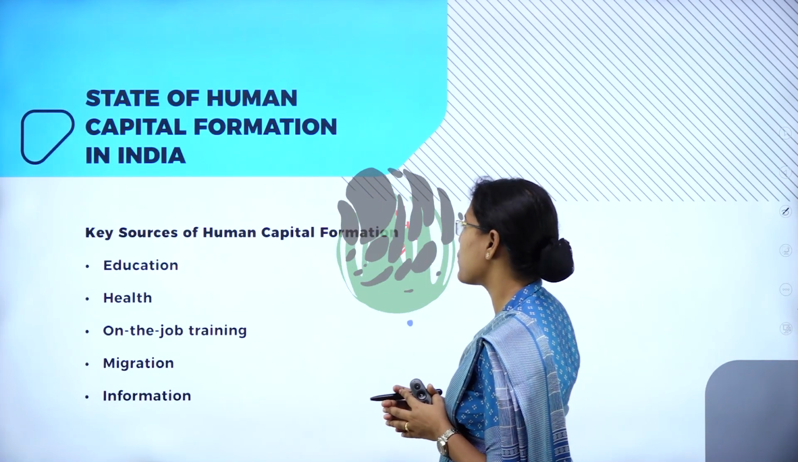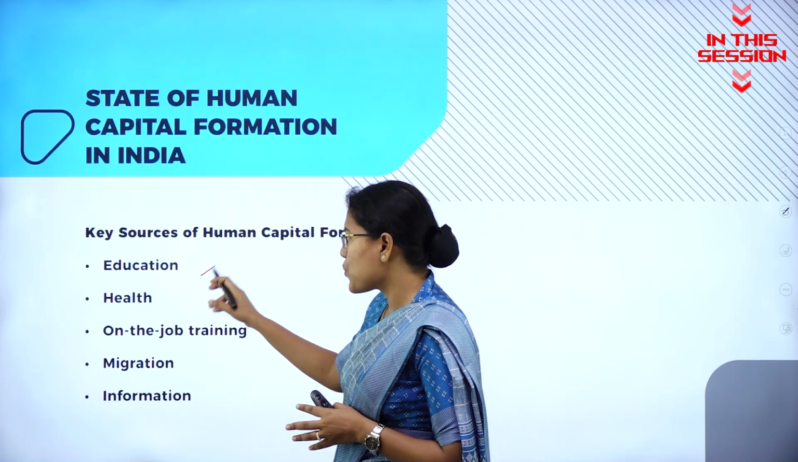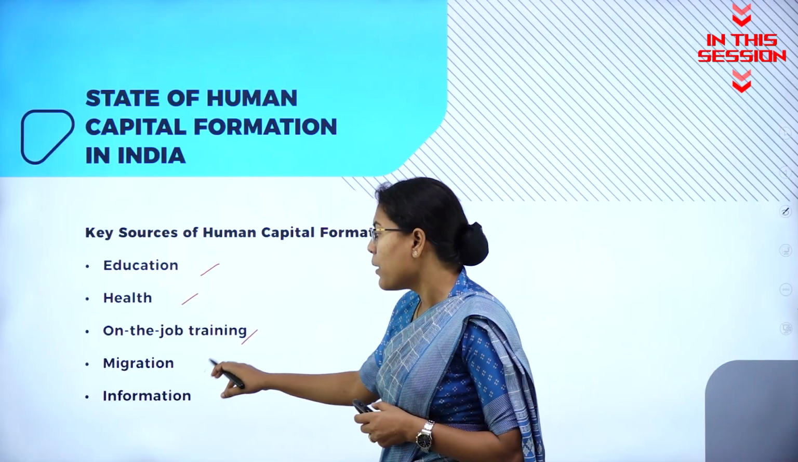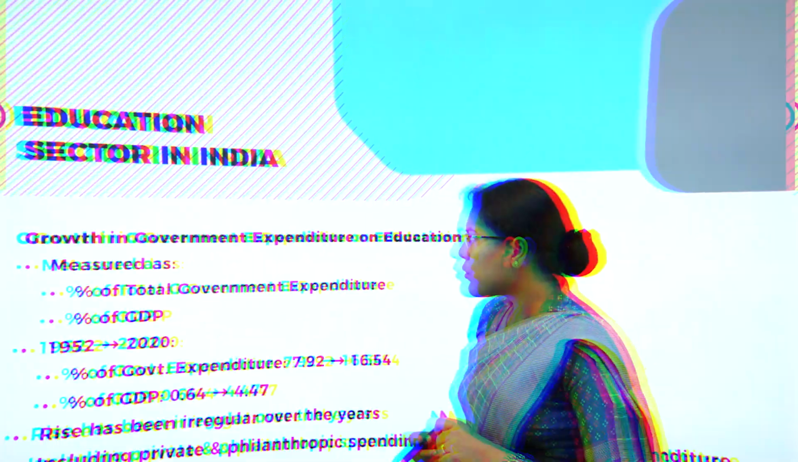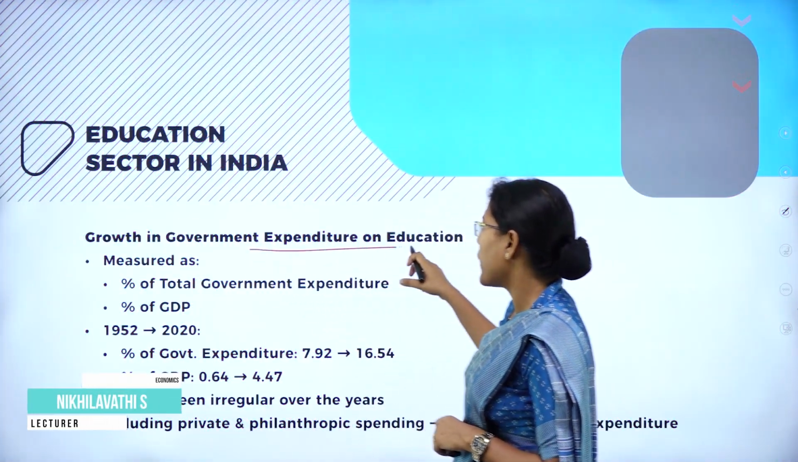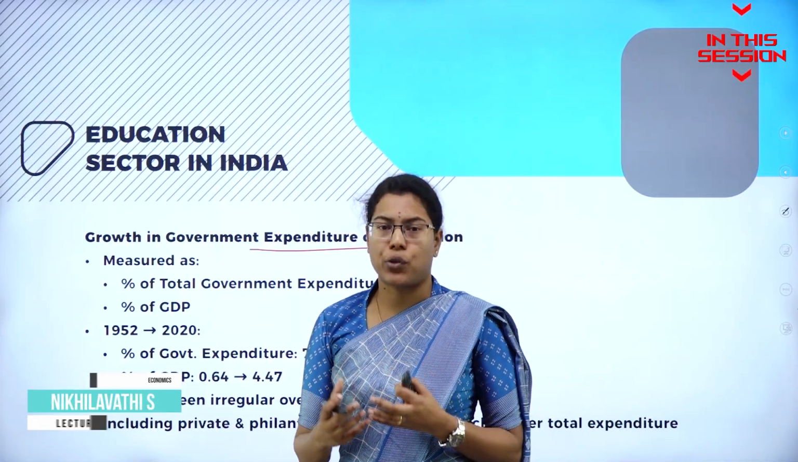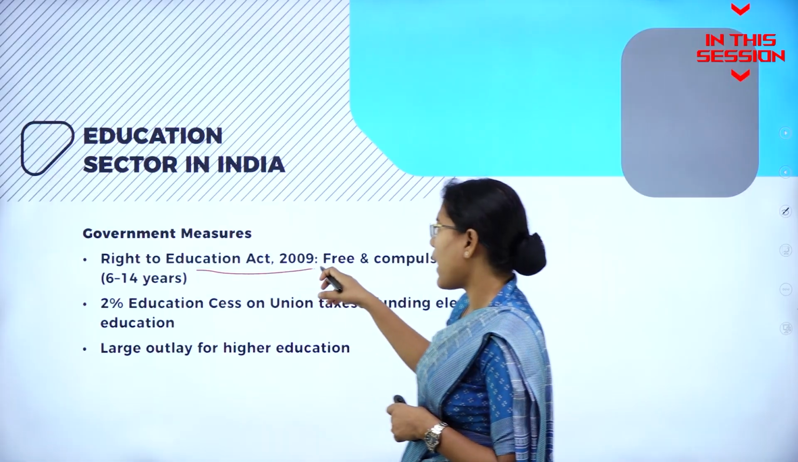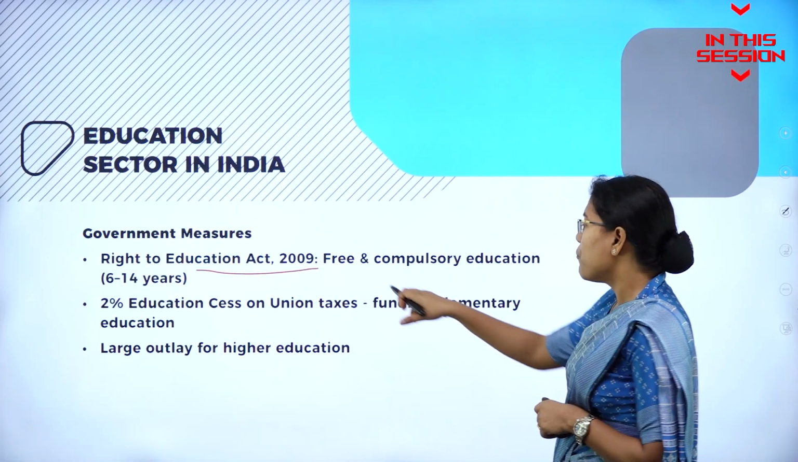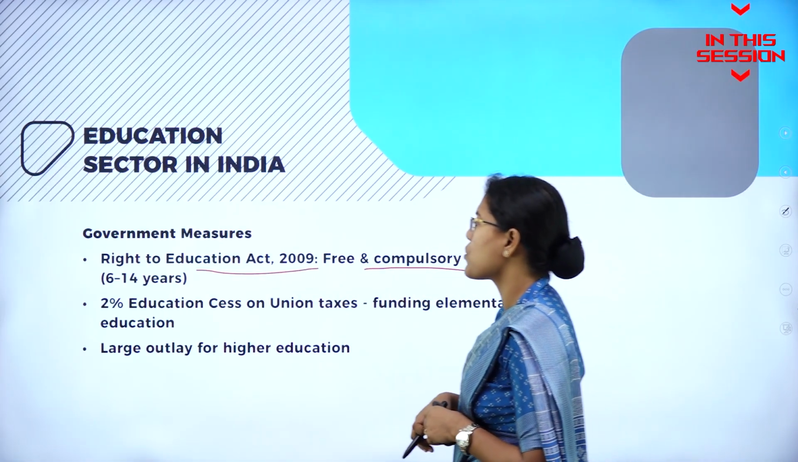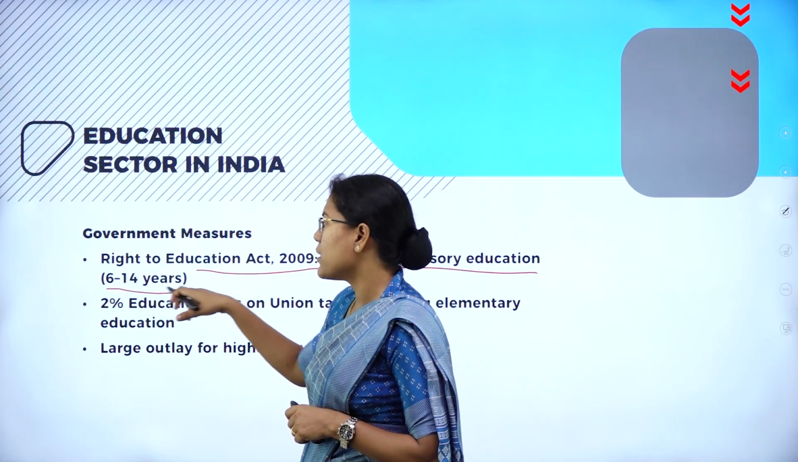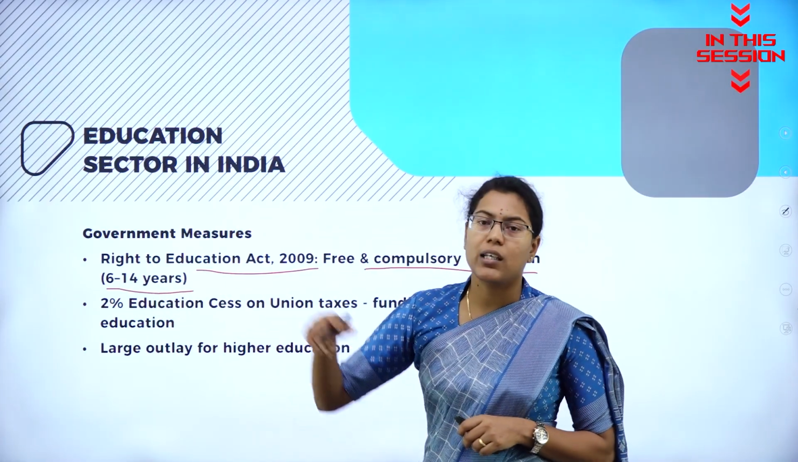So some of the key sources, as we discussed, include education, health, on-the-job training, migration and information. There is a growth in government expenditure on education as the government has realized the value of education. The Right to Education Act 2009 says that free and compulsory education should be given, especially for kids from 6 to 14 years.